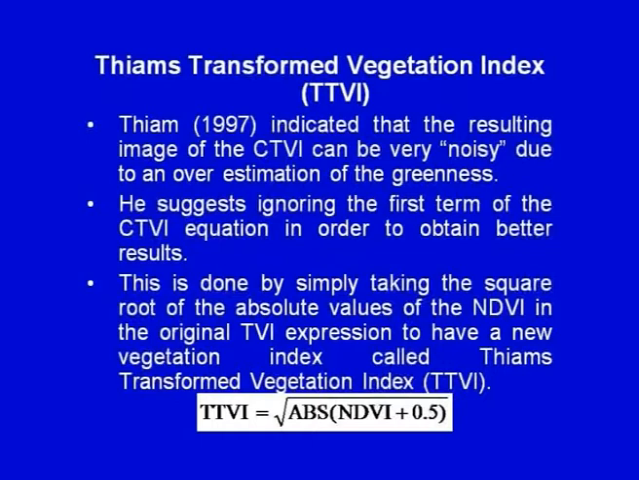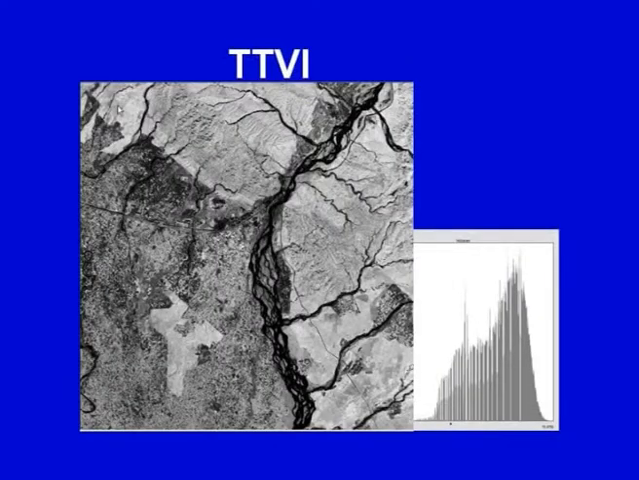So, TTVI can be expressed as the square root of the absolute value of NDVI plus 0.05. This particular slide shows the TVI image that has been generated. Again, what we can say is that this particular information is more or less similar to what we have seen in previous indices, which was CTVI.